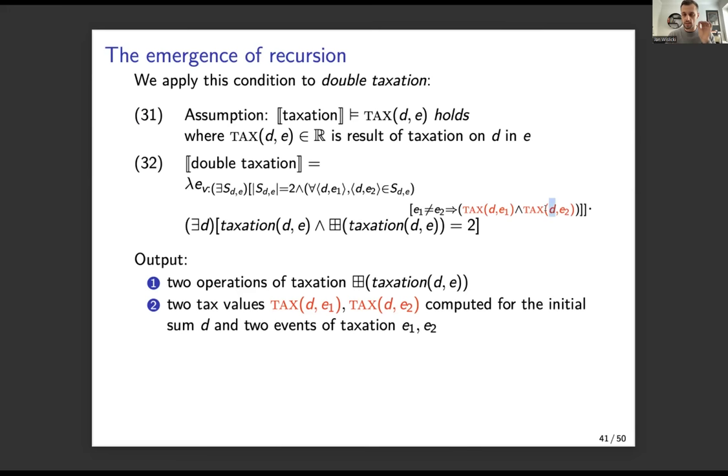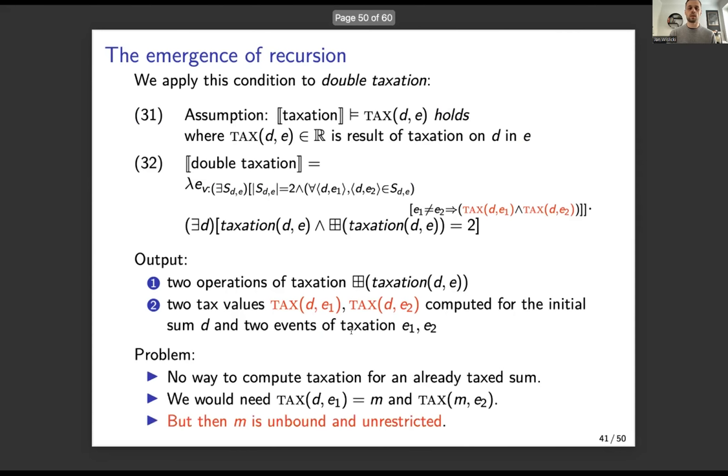So what we get is first of all, two operations of taxation, so two essential parts. And we have two tax values, value one and value two, which is computed for the initial sum D and two events of taxation, right? Now, the problem is that given this, there's no way to compute taxation from our already taxed sum. And to get this, we would need this first operation of taxation giving sum number in R, and then use this as an input to another operation of taxation. But then it's crucial that this M would remain both unbound and unrestricted, and our computation will collapse, right?